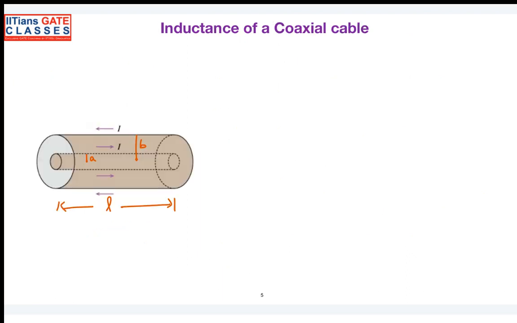Then you can see here the inductance of a coaxial cable. We have seen the capacitance in the previous electrostatics part. Now we will see the inductance of a coaxial cable. The first thing: inductance comes into the picture when there is a magnetic flux. Similarly, capacitance comes into the picture when there is an electric field. So first of all, where will the magnetic field be in a coaxial cable?